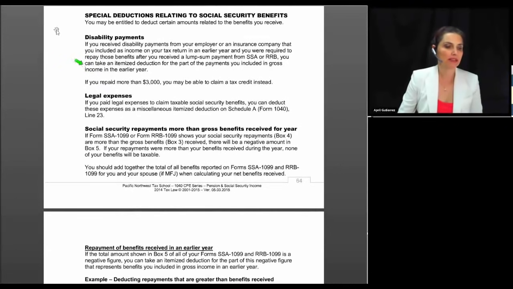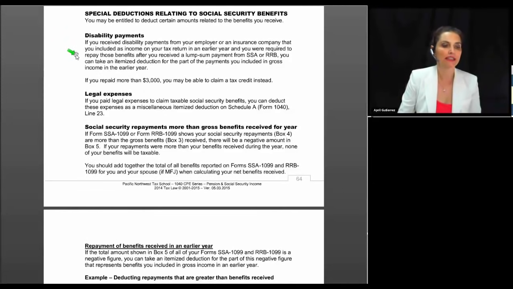Firstly, disability payments. If you received disability payments from your employer or an insurance company that you included as income on your tax return in an earlier year, and you were required to repay those benefits after you received a lump sum payment from Social Security or the railroad, you can take an itemized deduction for the part of the payments that you included in your gross income. If you repaid more than $3,000, you may be able to claim a credit instead.